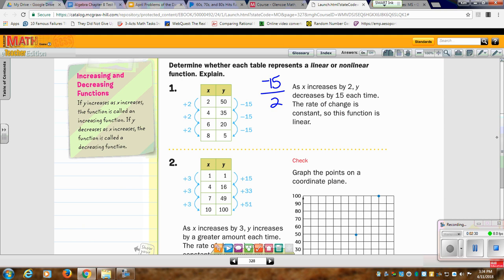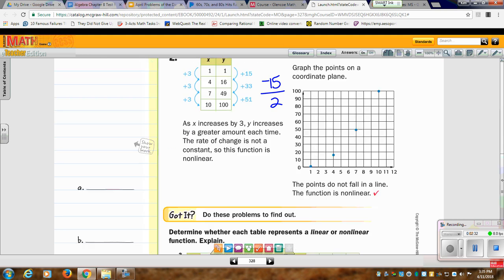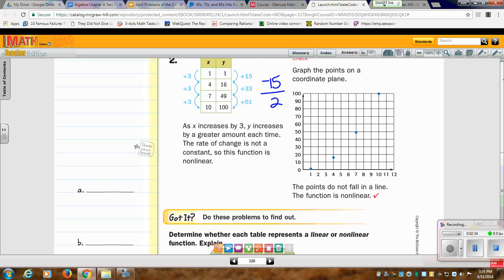So keeping that in mind, if we were to graph these points, what you're going to notice is that it does a little bit of a curve. It kind of does like that, a little bit of a curve. It's not linear. It does not make a straight line.